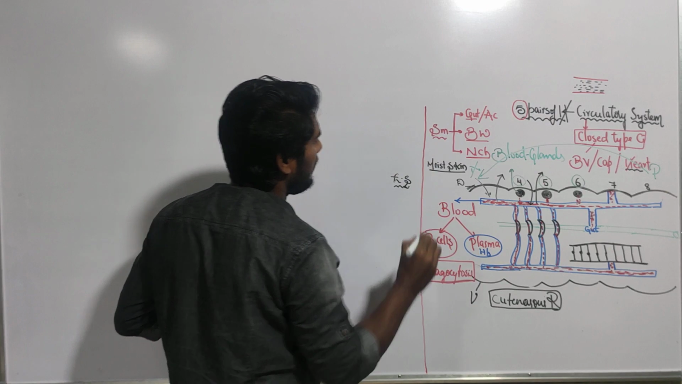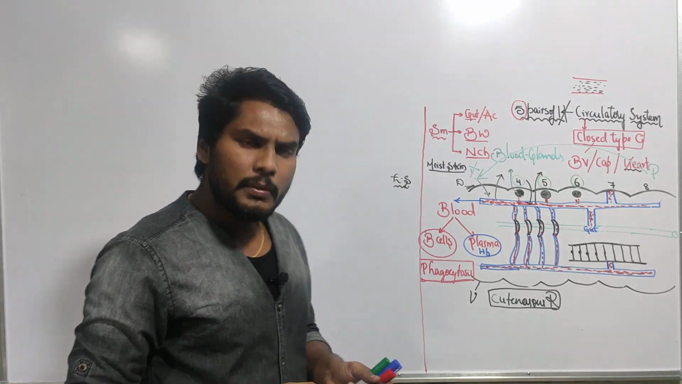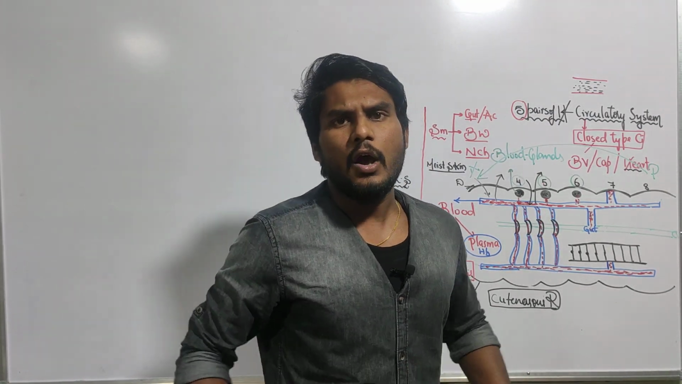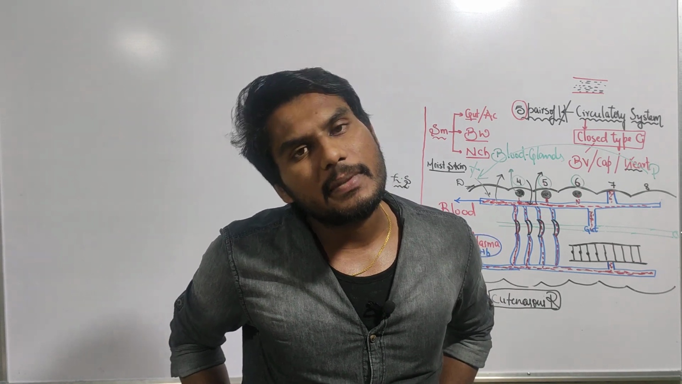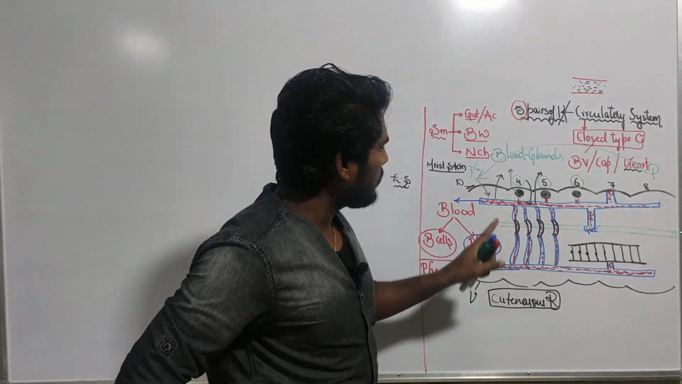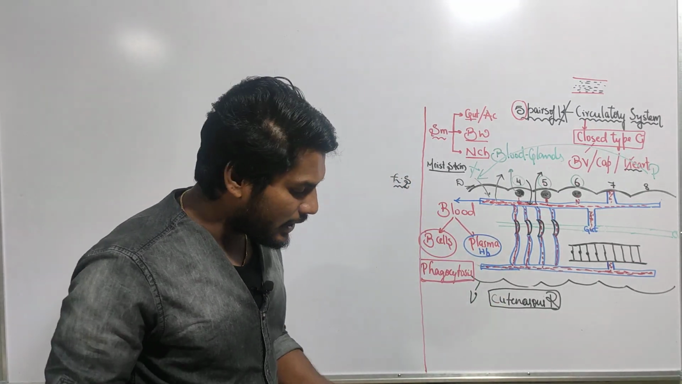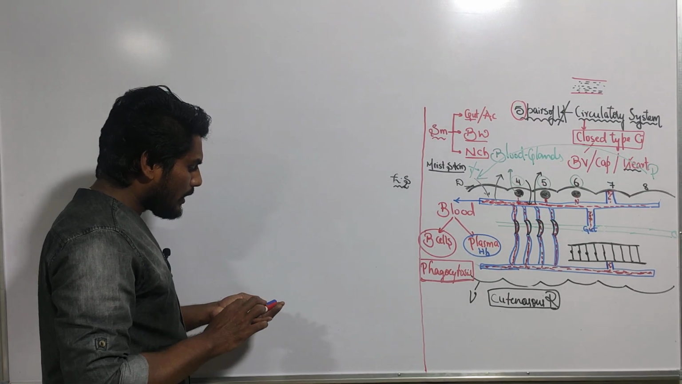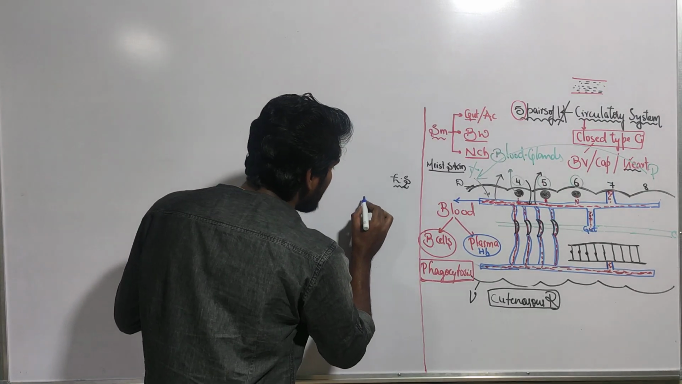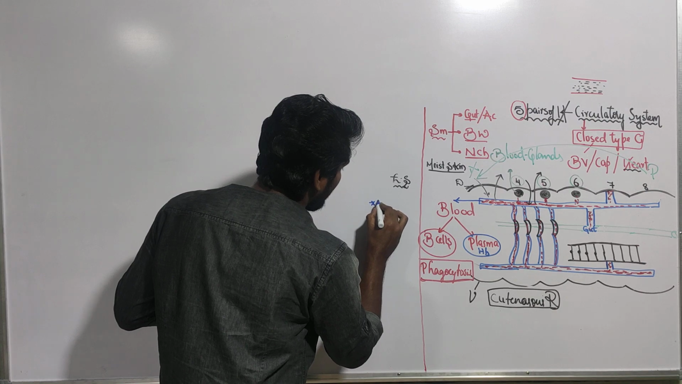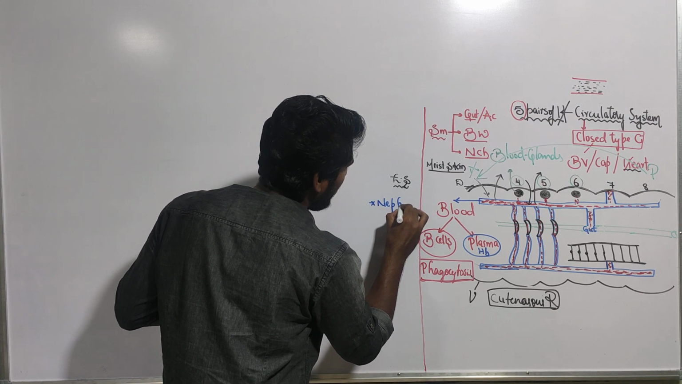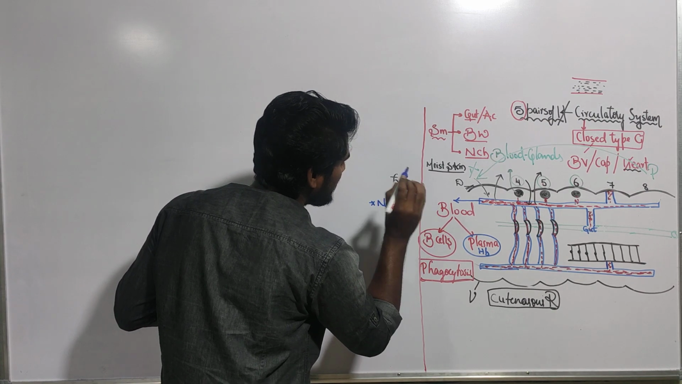Excretory system of the earthworm. Even our human body has excretory organs. What are excretory organs for human beings? Nephron. Now, just like that, the earthworm also contains excretory organs. Those excretory organs we call nephridia. This is the nephridia.